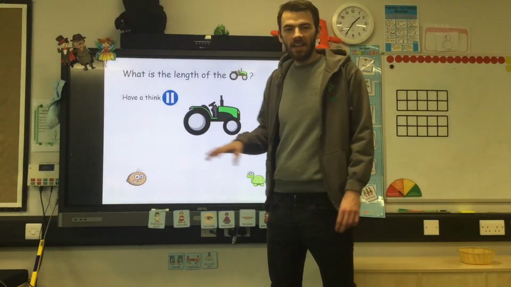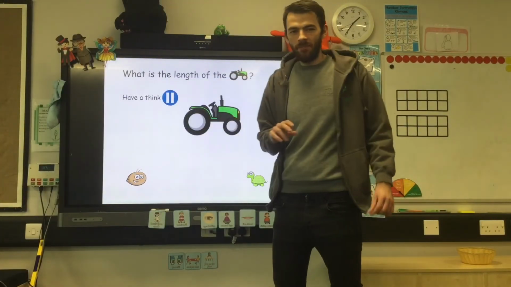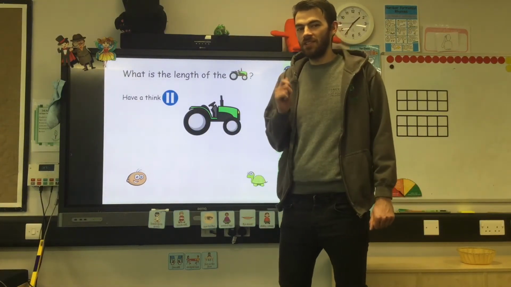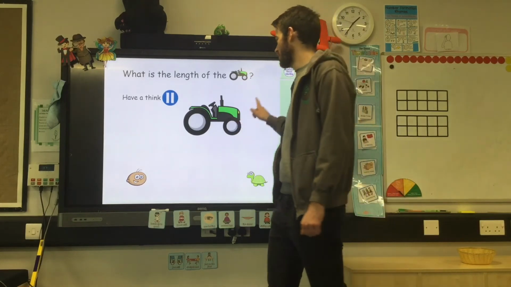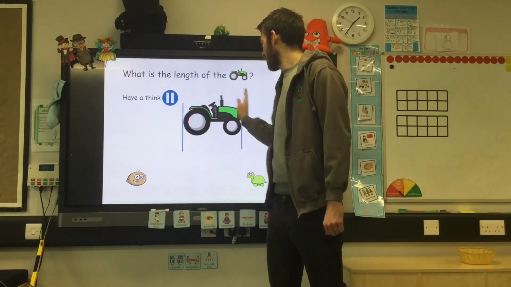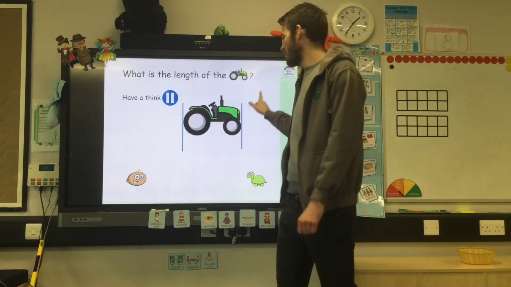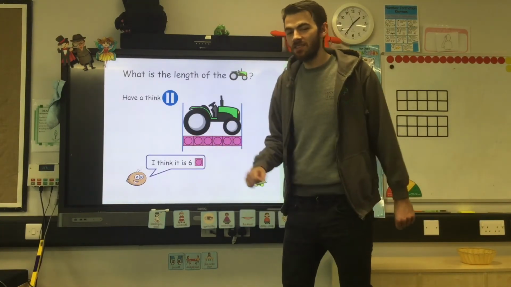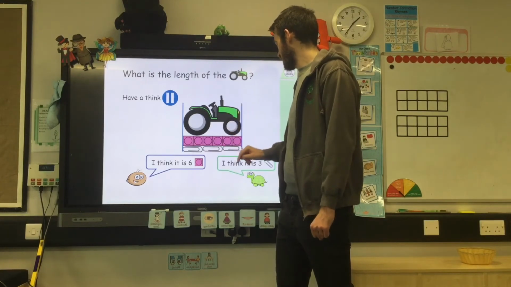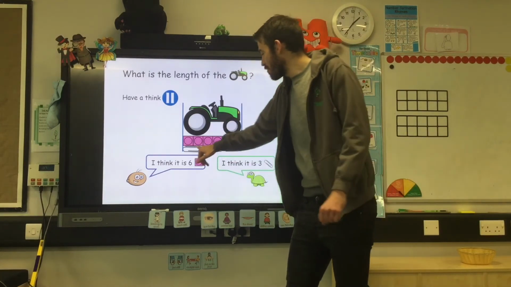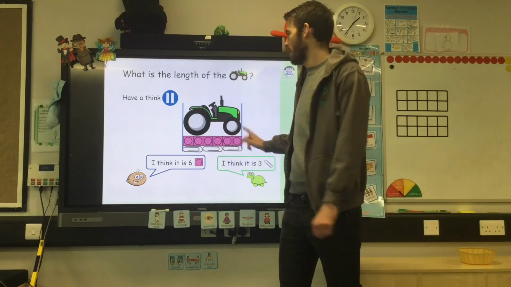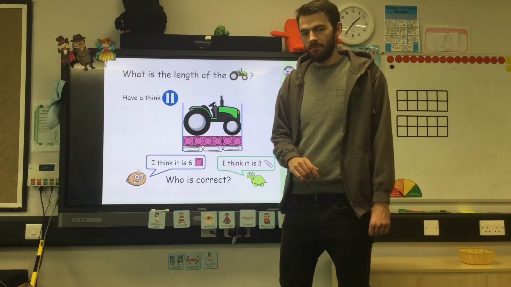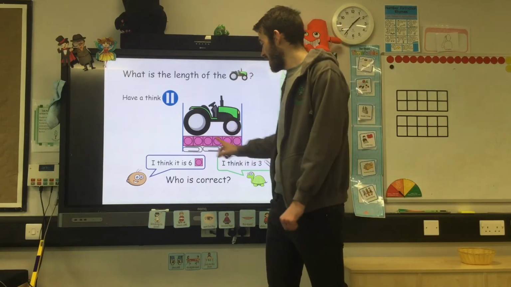Here we have a toy tractor, and we're going to watch the boy solve it and the tortoise solve it, and we're going to see who we think is right again. So watching, we have both ends of the side we're measuring. The boy measures it and he thinks it's 6 cubes. The tortoise measures it and he thinks it's 3 paper clips. Who do you think is right? They are actually both correct.